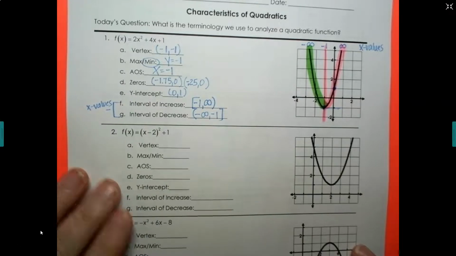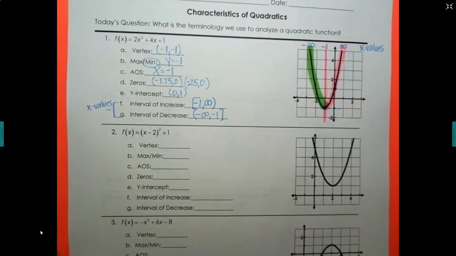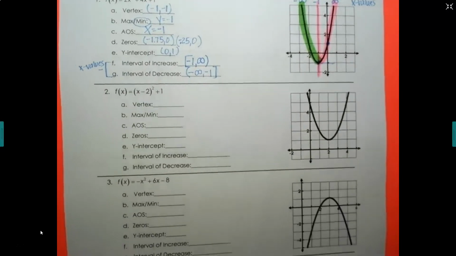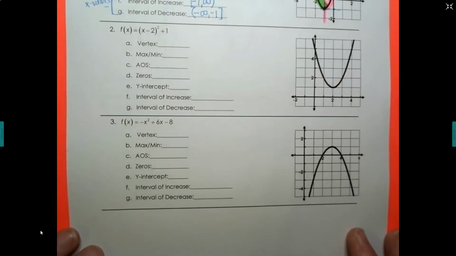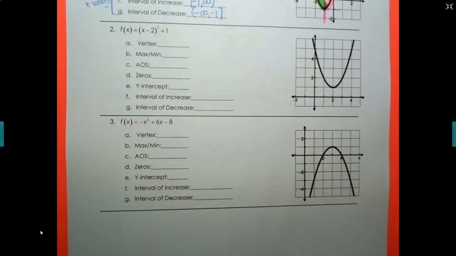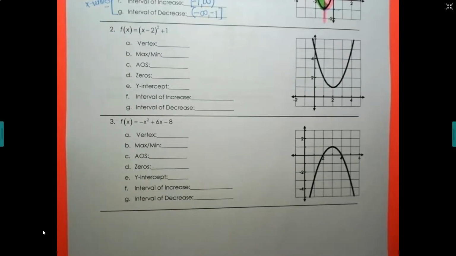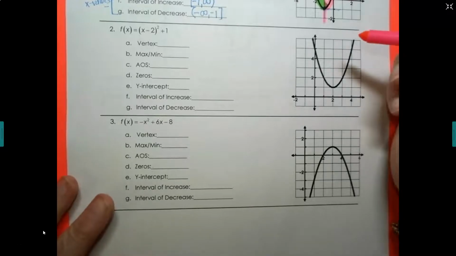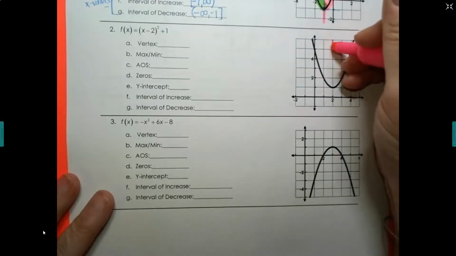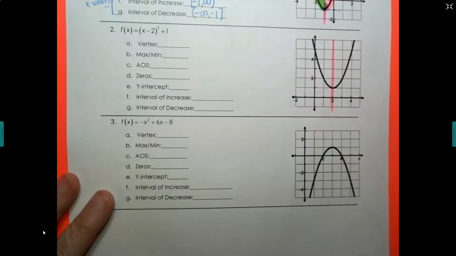I'm going to get you set up and help you answer the interval of increase on number 2, and I'll set you up on number 3, and you'll complete all the rest of the work as your assignment for today. Take a picture when you're done and upload it to the assignments. I'm going to trust that you can get all of these other characteristics because we have reviewed them quite a bit. Here is our axis of symmetry.